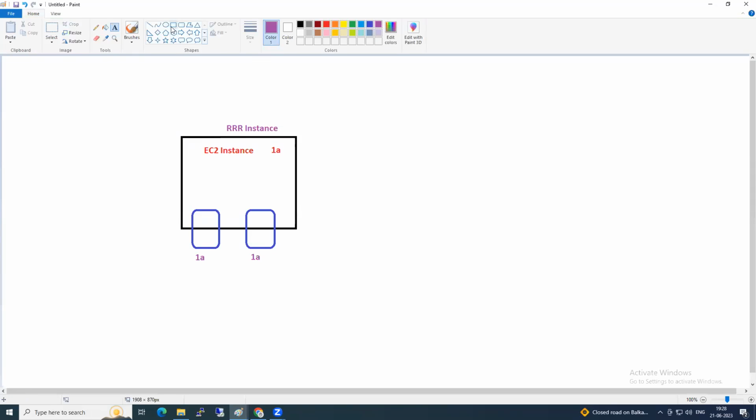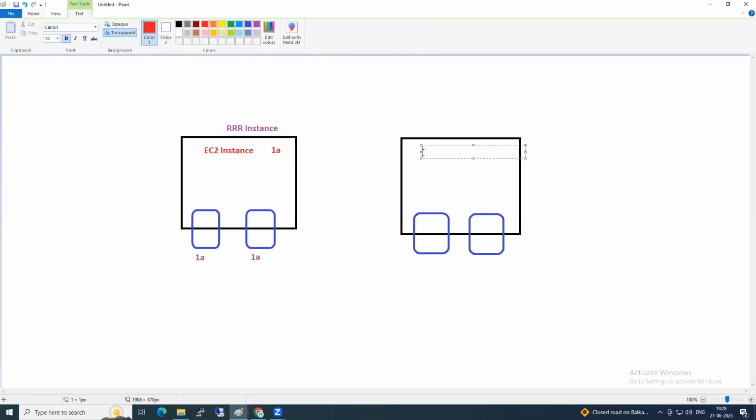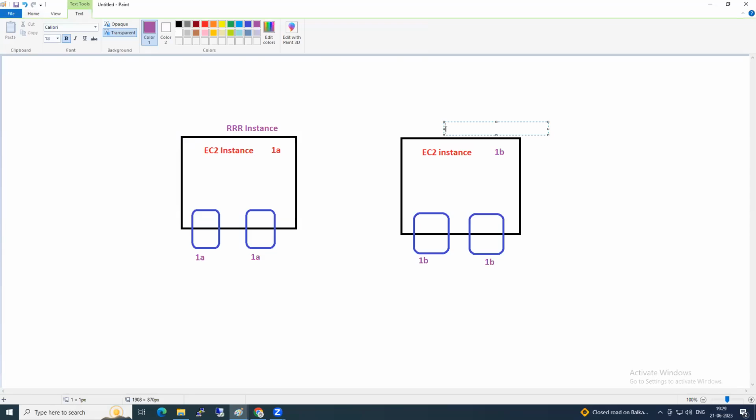Now I have one more EC2 instance here. This also contains root volume and additional volume. This is an EC2 instance, and this one I launched in which availability zone? I'll put it in 1B. This is in 1B and this is in 1B. Tell me which movie name for this? KGF instance.